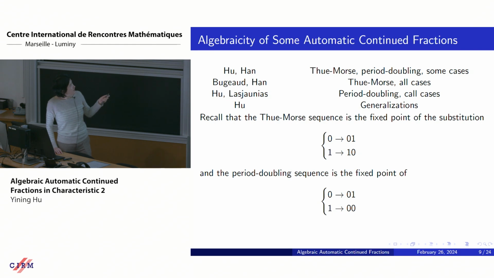And then Bugeaud and Han were able to prove that the Thue-Morse continued fractions are algebraic for all choices of polynomials. And then Lasjaunias and I proved that the period doubling continued fractions are also algebraic for all choices of polynomials. And then I gave a generalization of these results. So now we have two classical automatic sequences that define algebraic continued fractions.